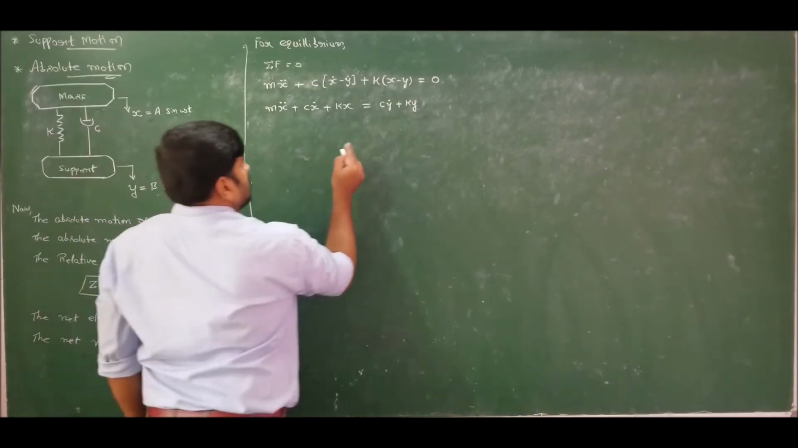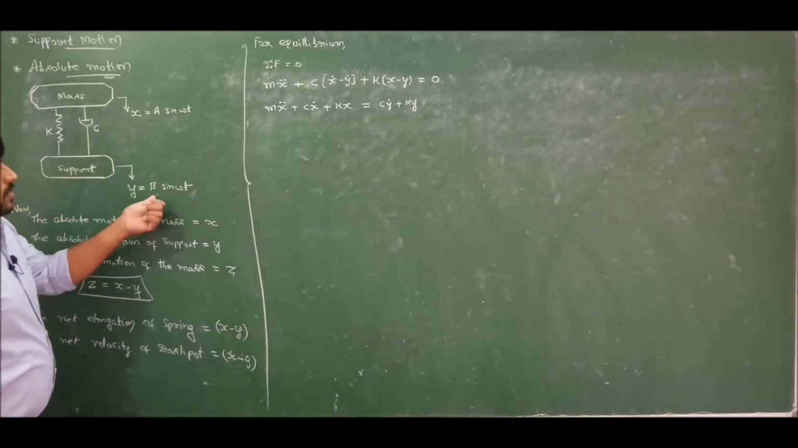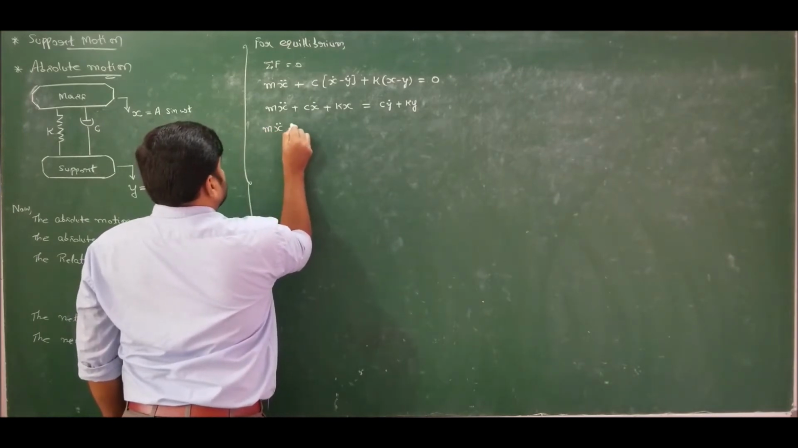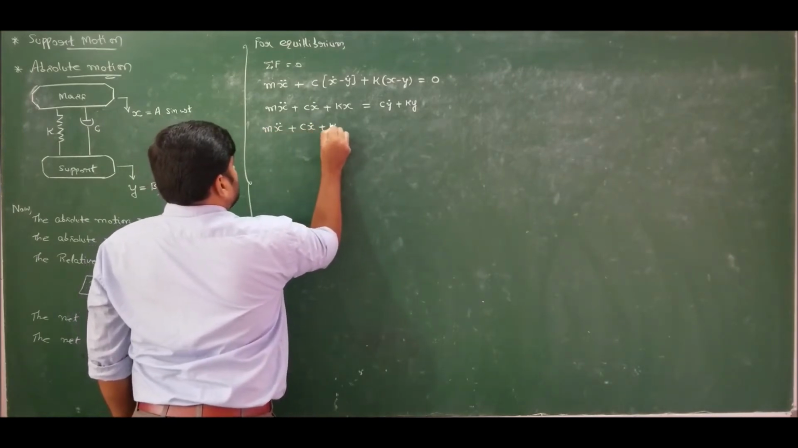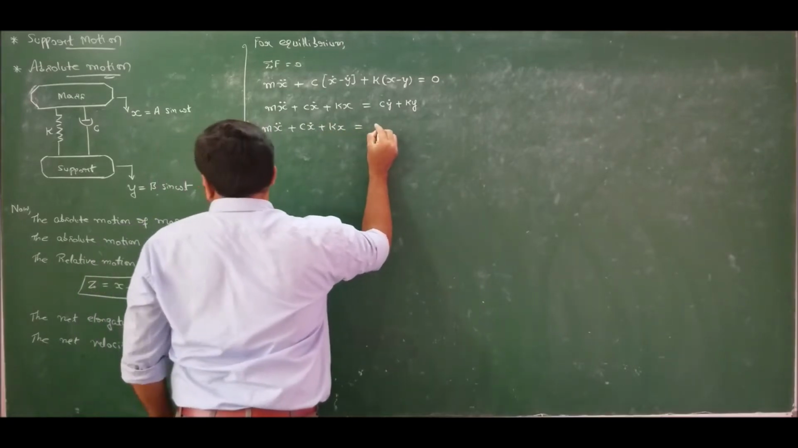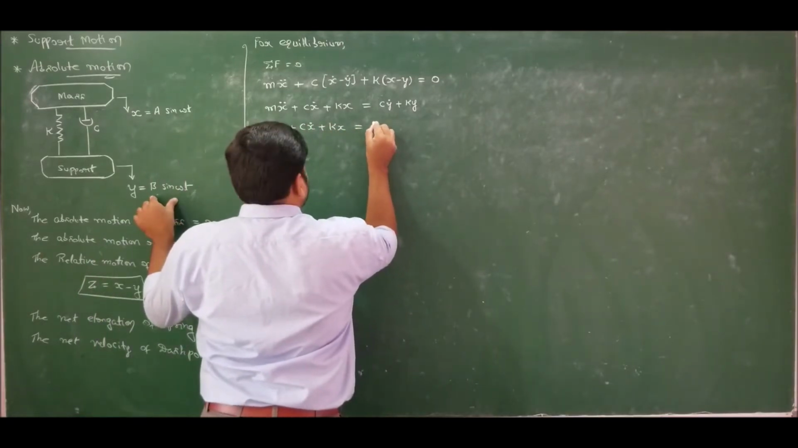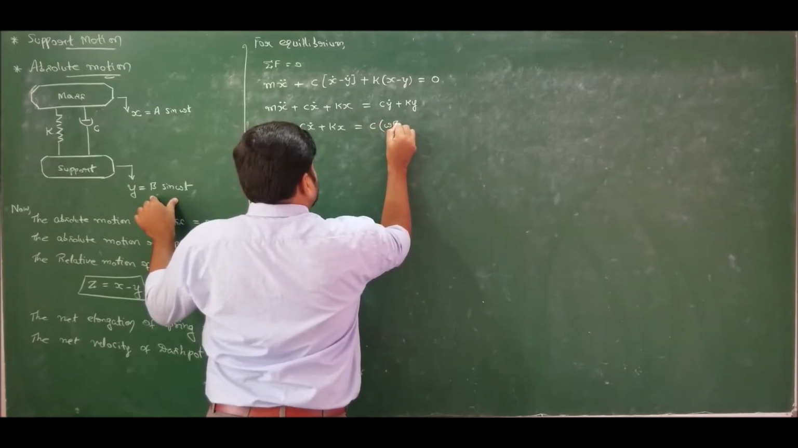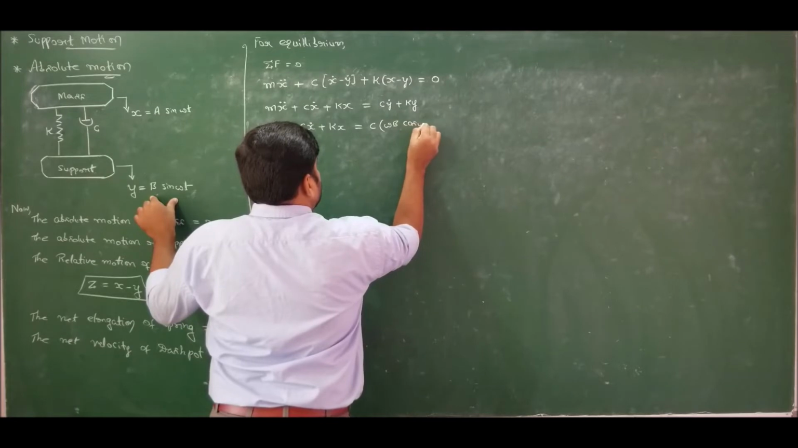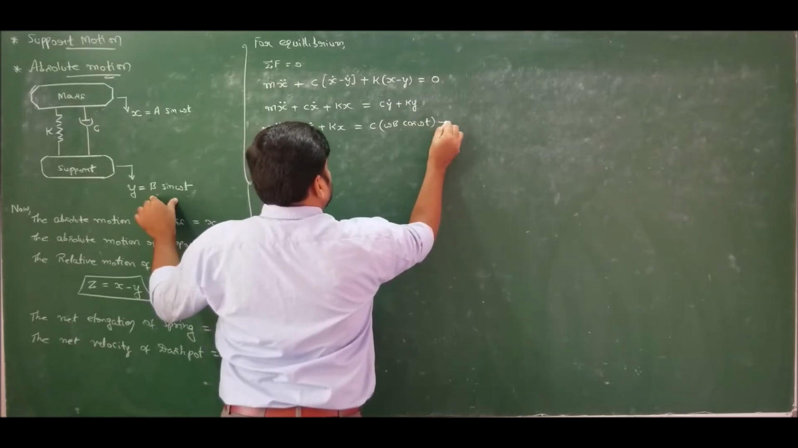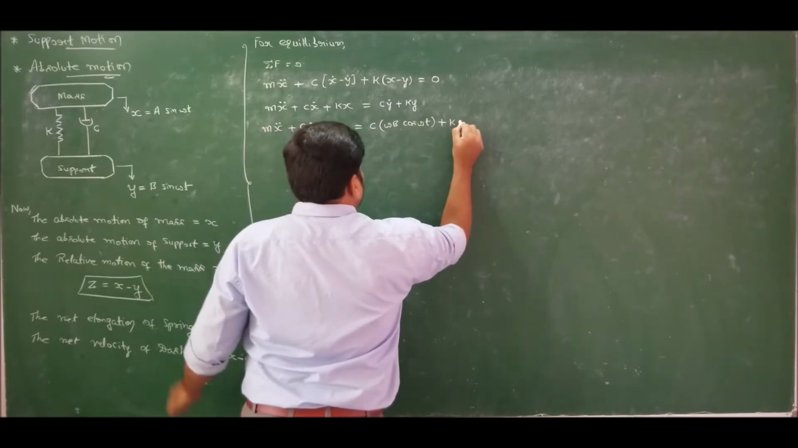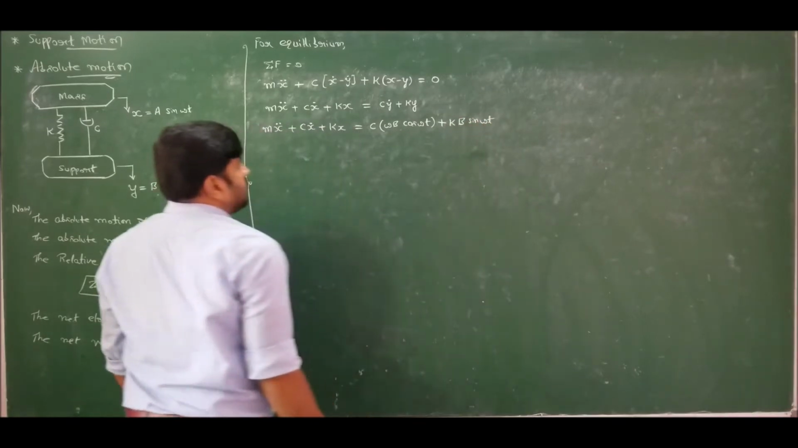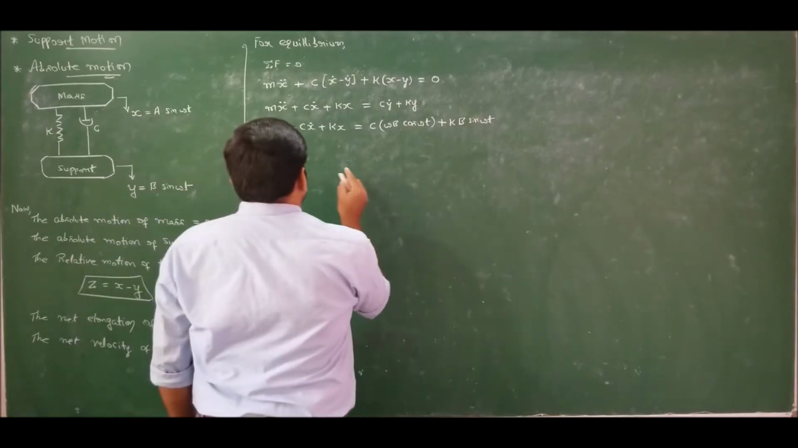Now what is the value of y? y is equal to b sin omega t. So therefore, if I simplify further, what I am going to get? m x double dot plus c x dot plus k x is equal to the derivative of b sin omega t, c times omega b omega cos omega t, plus k times y, which is b sin omega t, correct?